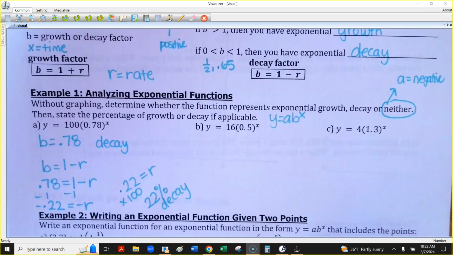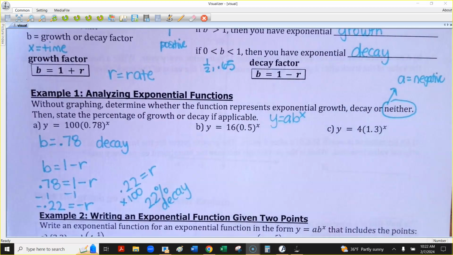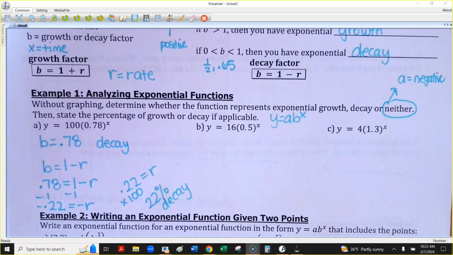You don't have to write out a bunch of work for that, but you just got to figure out, think about, if you got a 78 on the test, right, how much did you take away? I'm taking away 22%, so that would be the decay.